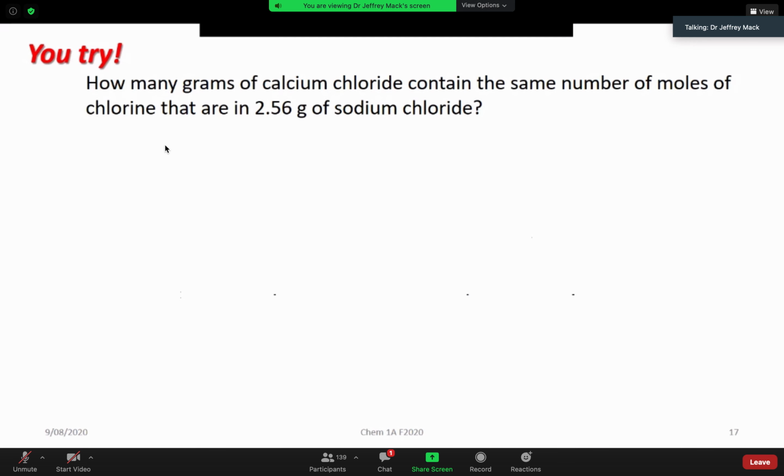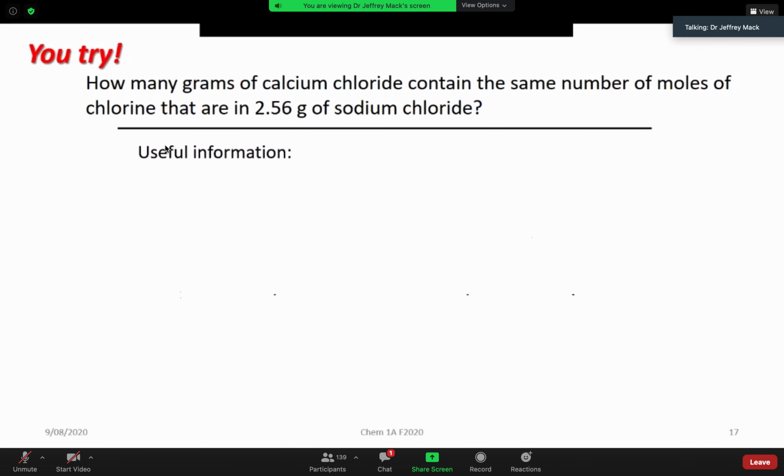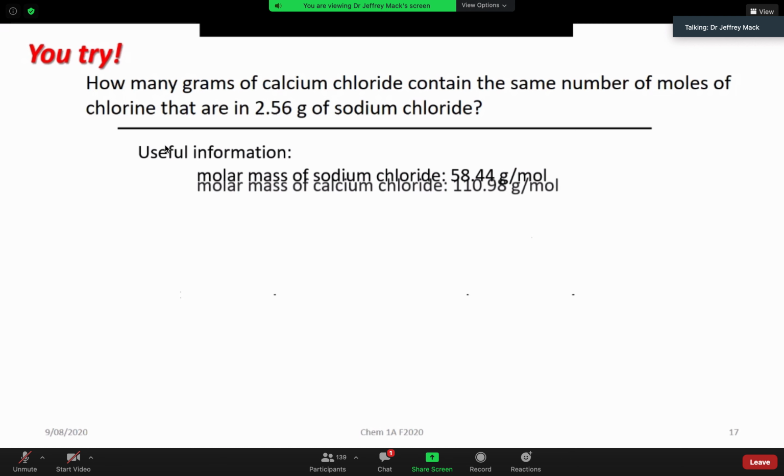And then if I look at the formula for calcium chloride, I know how many moles of chlorine there are for every 1 mole of calcium chloride, which then, if I know the moles of calcium chloride, I can get the grams. So I want you to see if you can figure this out. Useful information that you might need to answer this question is the molar mass of sodium chloride, which happens to be 58.44 grams per mole, and then the molar mass for calcium chloride, which happens to be 110.98 grams per mole.